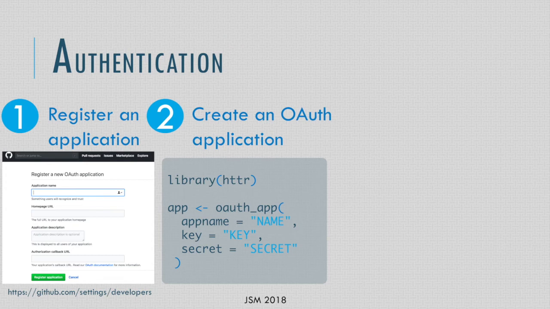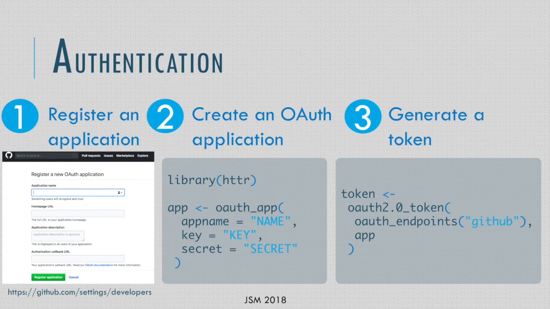Once I've registered it, I can then create an OAuth application in R, so I can let R know that I've done this. To do that, I use the oauth_app function from the httr package, and I plug in the app name, key, and secret that I just obtained from registering this application online. And then finally, I need to generate a token that I can send along with my request. To do that, I use the oauth2.0_token function, and I plug in that app that I just created.